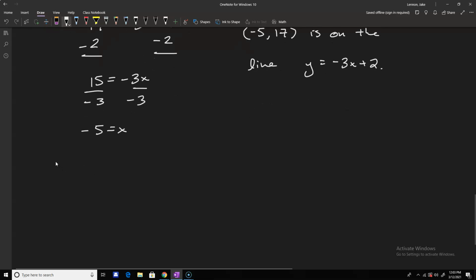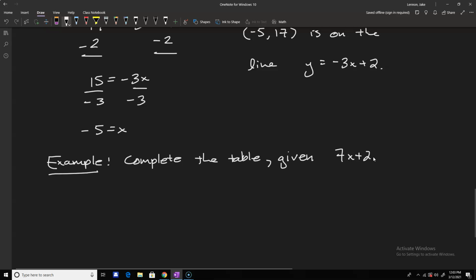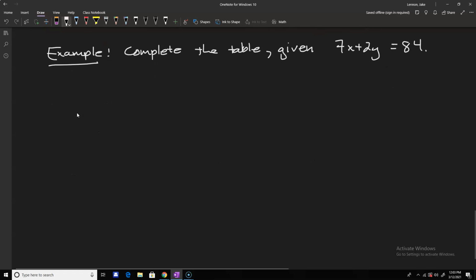We can also do multiple values. So a lot of times you'll see tables of values with functions. So let's say complete the table given 7x plus 2y equals 84. And let's say the table looks like this. We have an x and a y. We want to figure out y when x is 0. We want to figure out x when y is 0. And we want to figure out y when x is 2. So basically, that's like a part A, part B, and part C.